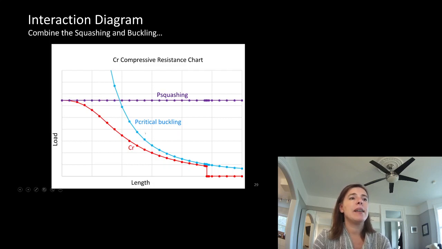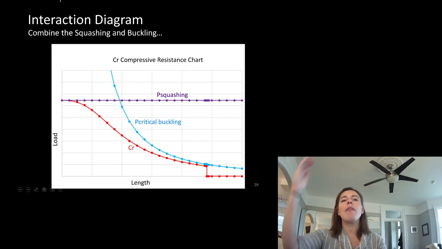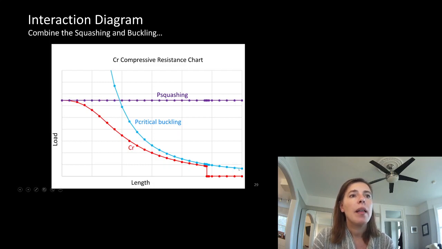Now, what I did here is I charted the tendency for a column to buckle, with load against length. Down here, when our column is really short, this line P is the load it would fail at if we squashed it. And this blue line is the load it would fail at if we only thought about the tendency to buckle. So ignore the fact that it might squash. Over here, we would fail due to squashing, and the tendency to buckle is off the chart. As we come over here, this thing wants to buckle really easily. The load that it fails at shows that it's failing because it's buckling, and squashing is somewhere up here.